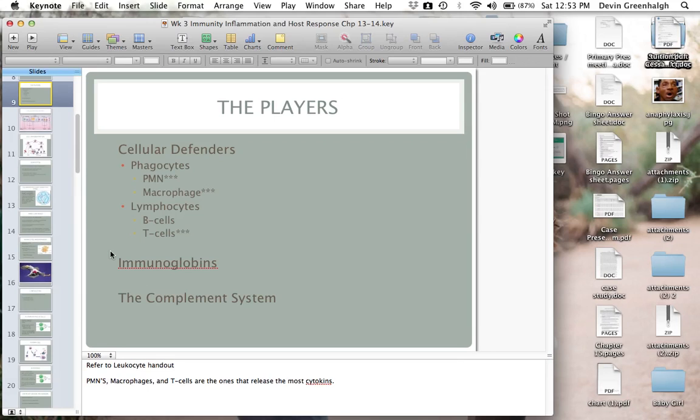And just a side note, what are the defenders that are the only ones that release most cytokines? Those are PMNs, neutrophils, macrophages, and T cells.